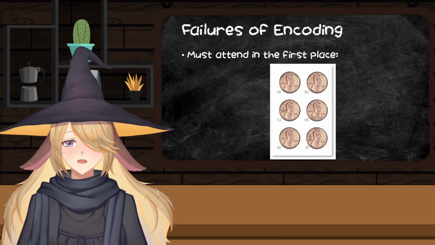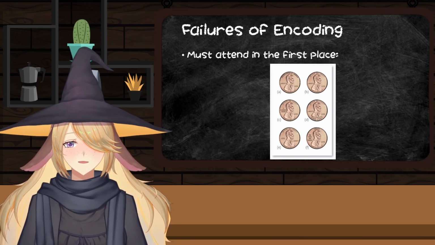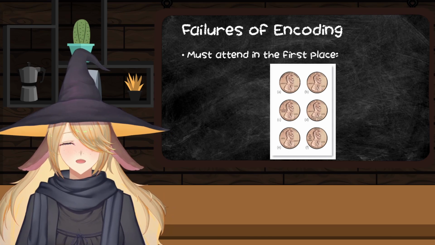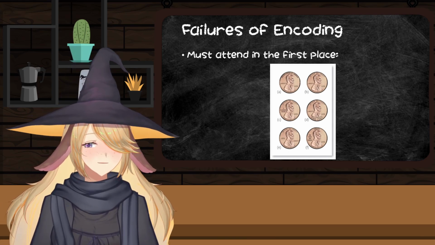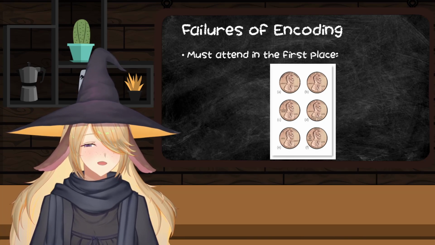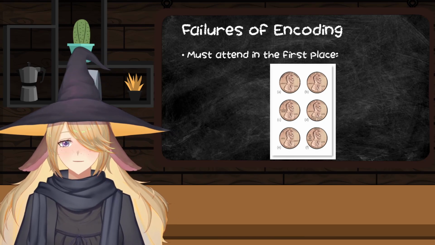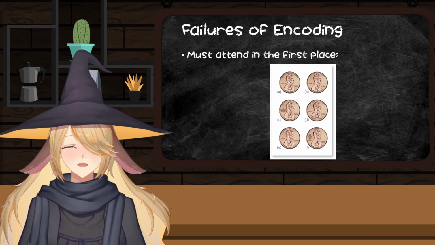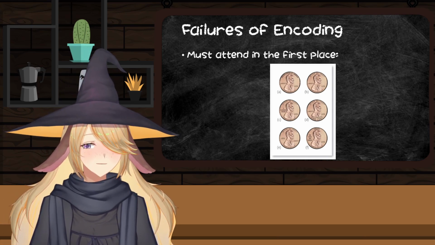Now, encoding, though, is not a foolproof process, much like retrieval. We talked about how memory is reconstructive. Turns out encoding kind of is too. Now, let's just say, for example, I showed you 6 different pennies, and I said one of these pennies is fake. Can you point out which of these is fake?